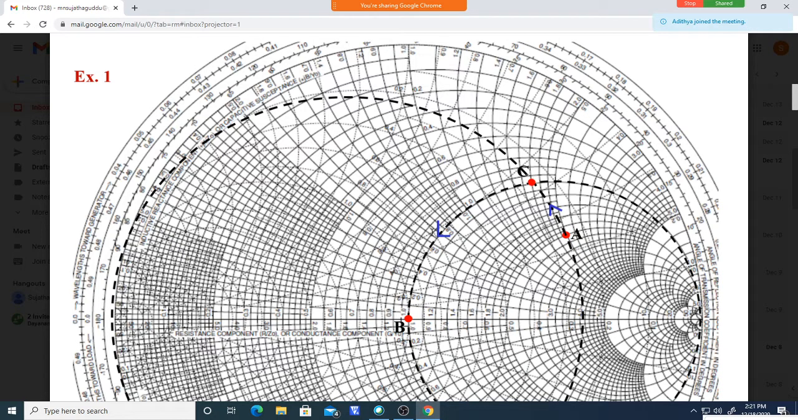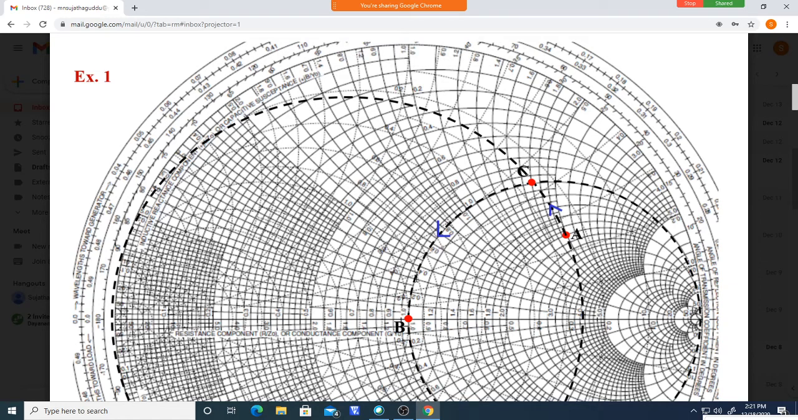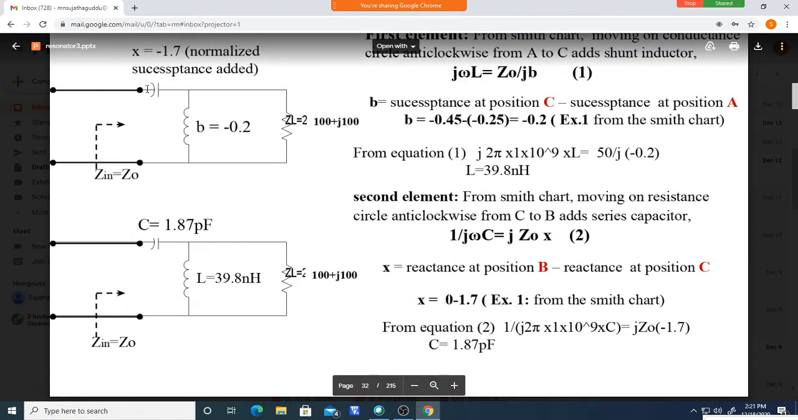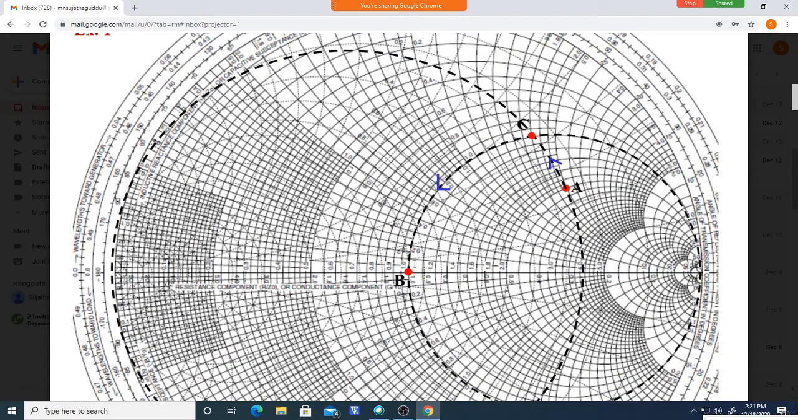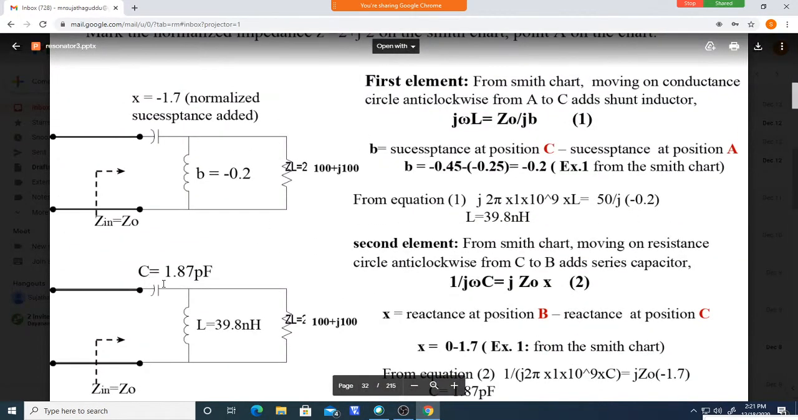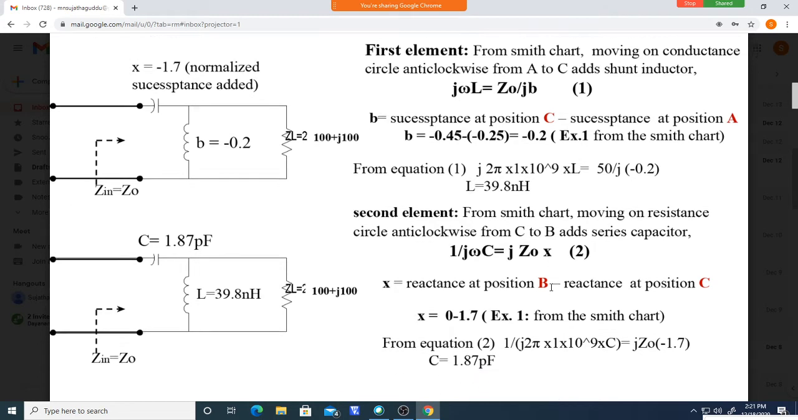Similarly, from C to B you should move here, which is moving on the resistance circle in the anti-clockwise direction. It adds a capacitor in series. Moving anti-clockwise adds the capacitor in series. So to find the value of this capacitor, you should use this equation. I already stated it in the previous slides, so you go through that. This is the equation. You should find out what x is here.